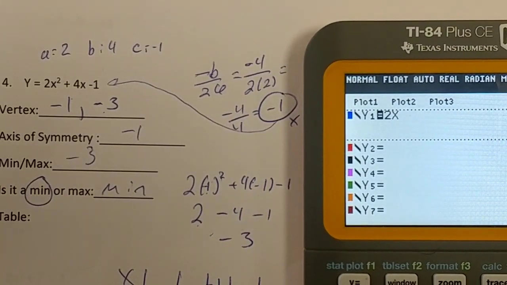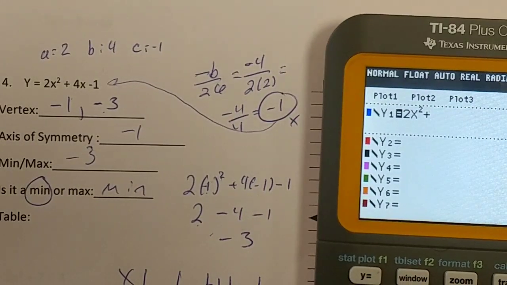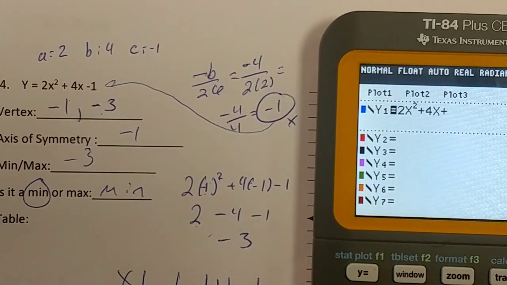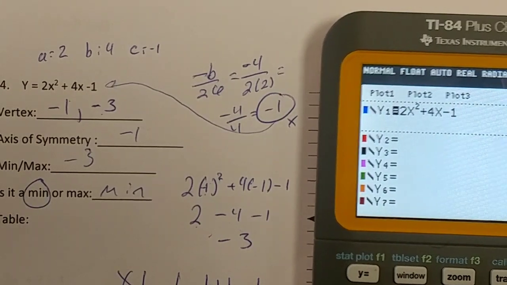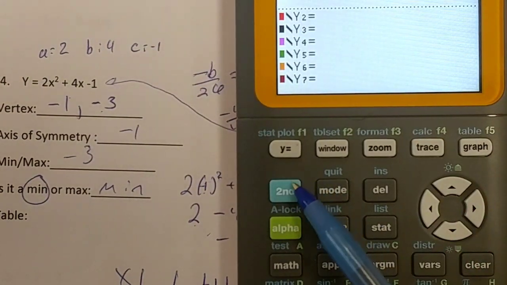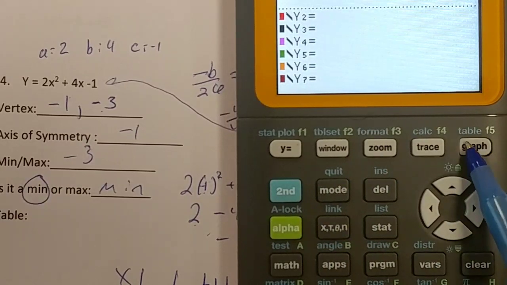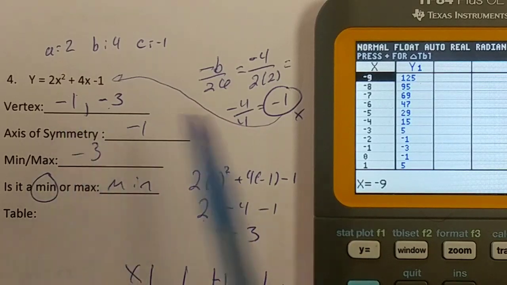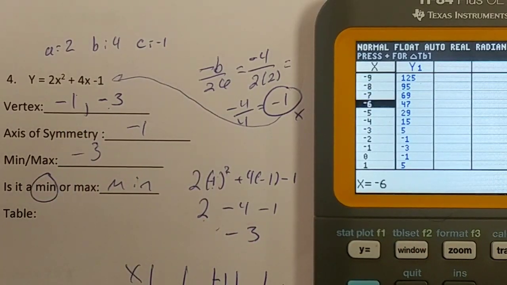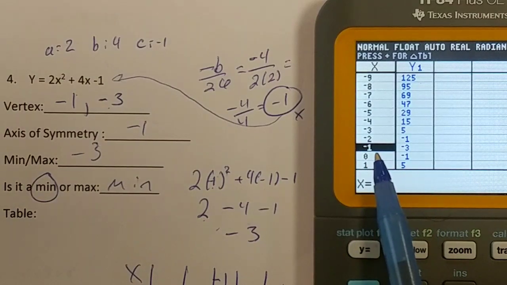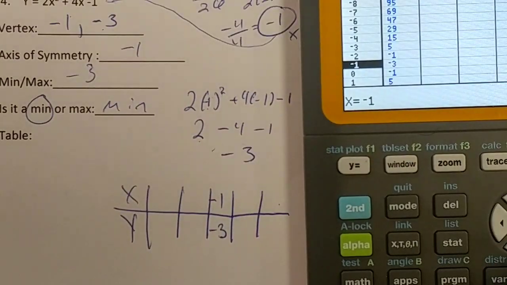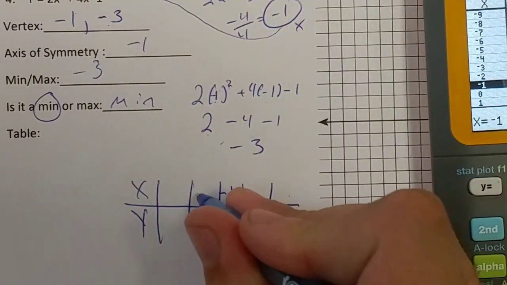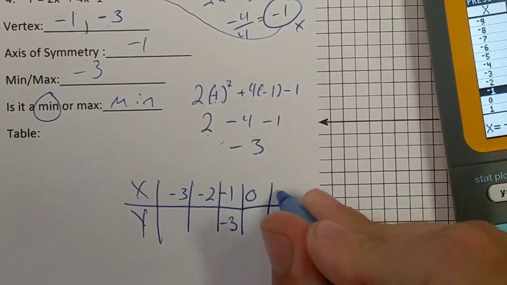So 2x squared plus 4x minus 1. All right, click second table or graph, and you'll get a table. Now I care about negative 1, so I'm going to look at my x column and go for negative 1, which is right there. Negative 1 comma negative 3, this is a good way to check. Hey, that's negative 1 comma negative 3. So what's next to it? Lower is negative 2 and negative 3, and higher is 1 and 2.